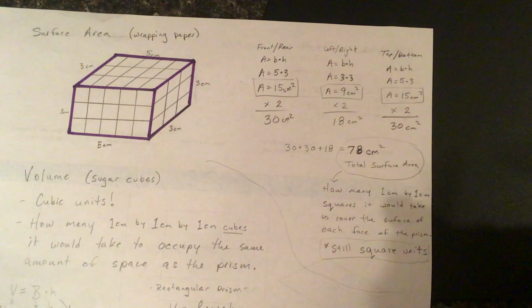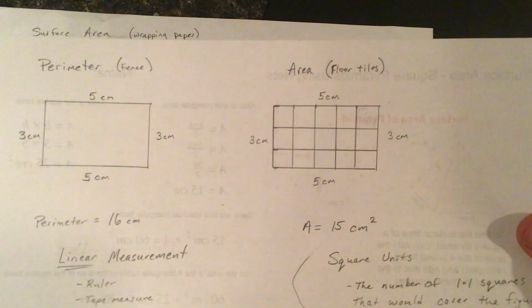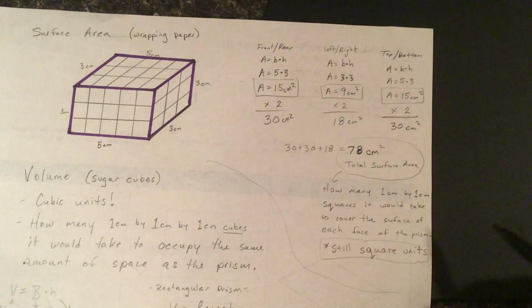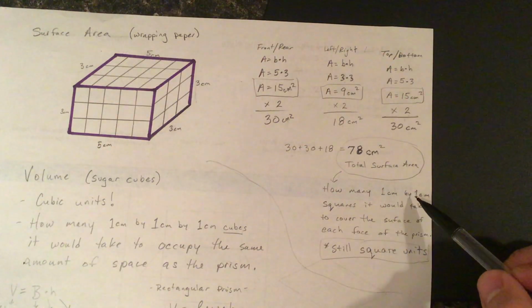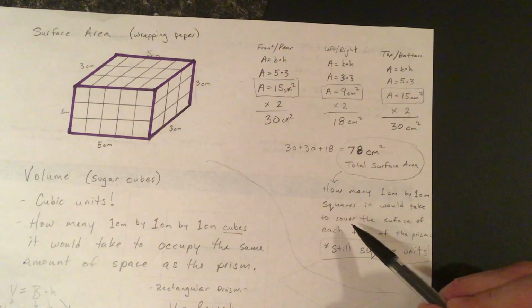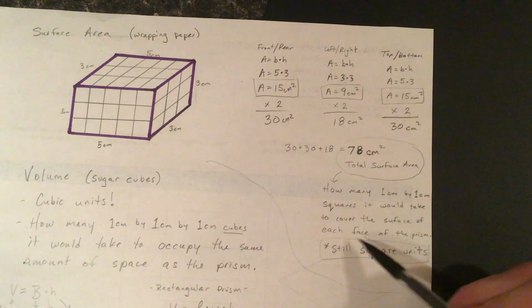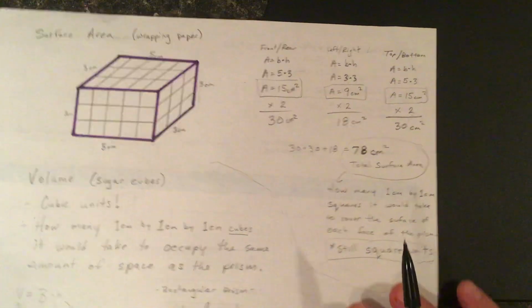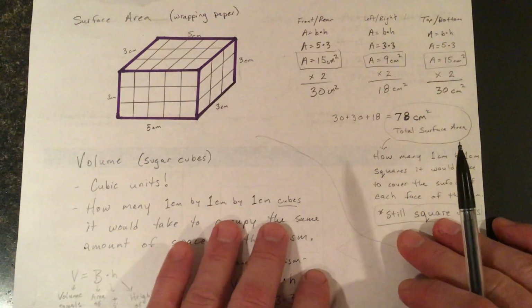And that's still telling me, just like when we were doing area, okay, floor tiles, that's still telling me how many 1 centimeter by 1 centimeter squares it would take to cover the surface of each face on this prism, or again if it was a pyramid.